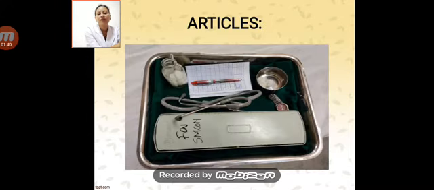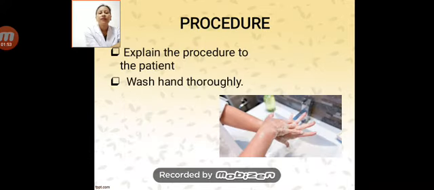So the articles required for this procedure: we need a clean tray containing a sphygmomanometer with a stethoscope. We need a thermometer in antiseptic solution. Then we need recording articles, a bowl with cotton, and a watch. We first explain the procedure to the patient, and we have to wash our hands thoroughly with soap and water. Before that, we have to collect all the articles required for the procedure.